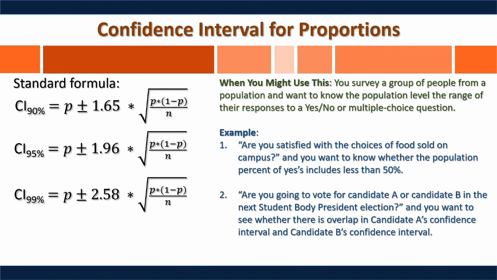Or say you wanted to know who's going to win the next election for UTSA student body president between two candidates. So you calculate the 95% confidence interval for each candidate and see the degree of overlap between the confidence intervals to determine whether the election will be a runaway or if it's going to be too close to call.